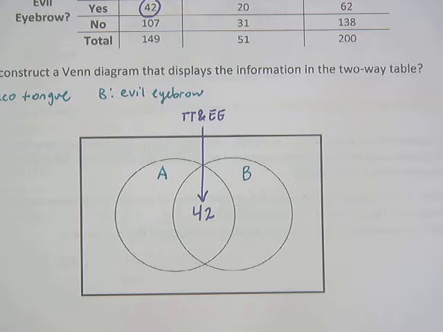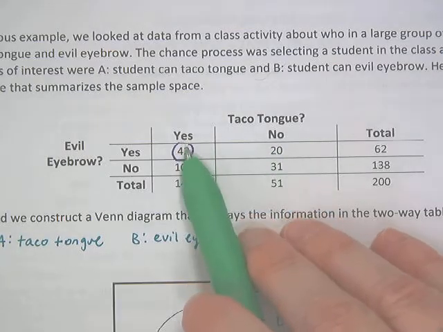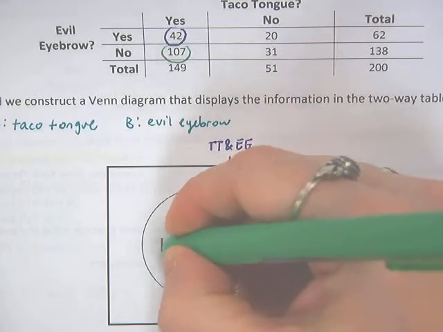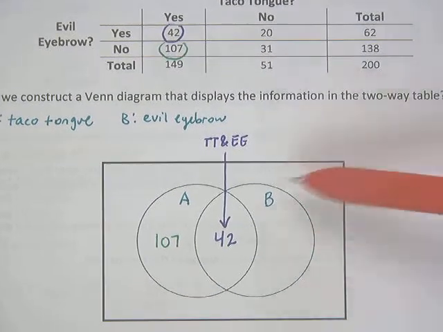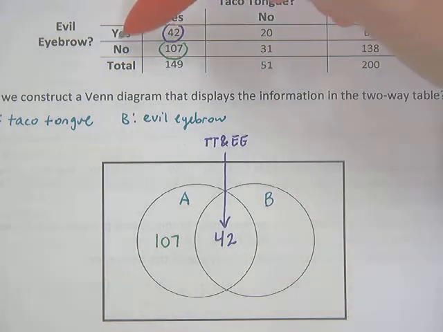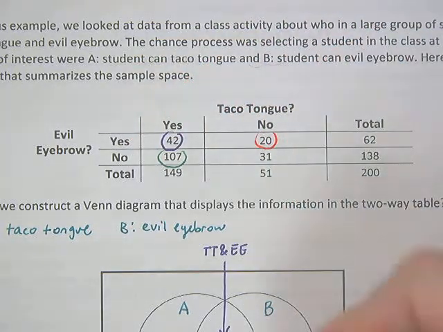Then we are going to figure out how many students can taco tongue but cannot evil eyebrow, so they're outside of the evil eyebrow circle. So taco tongue, yes, evil eyebrow, no. And that's that 107 right there. I'm sure some of you are way ahead of me here. Now we're going to figure out who said they can, yes, evil eyebrow, but no taco tongue. Yes, evil eyebrow, no taco tongue. And that's 20.